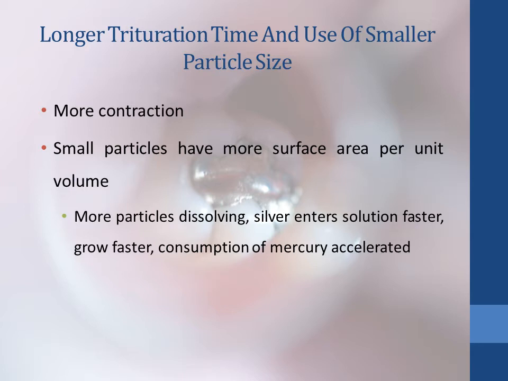Longer trituration time and use of smaller particle size also lead to contraction because if the particles are smaller, then there is more surface area. So if there's more surface area, more mercury is needed and more particles dissolve, silver enters solution faster, and consumption of mercury is accelerated. So these all lead to contraction.